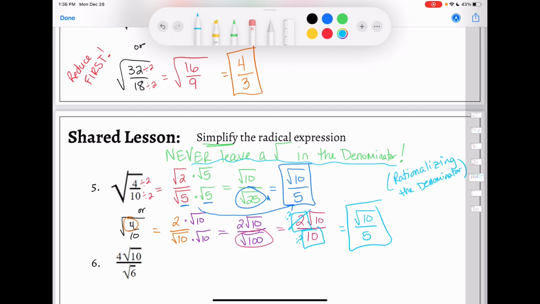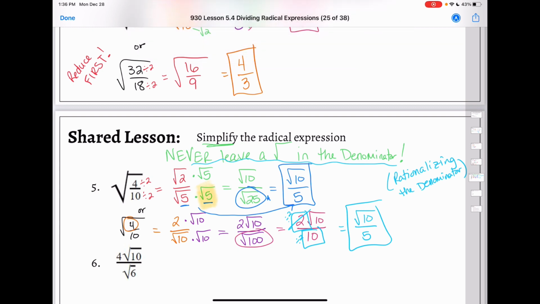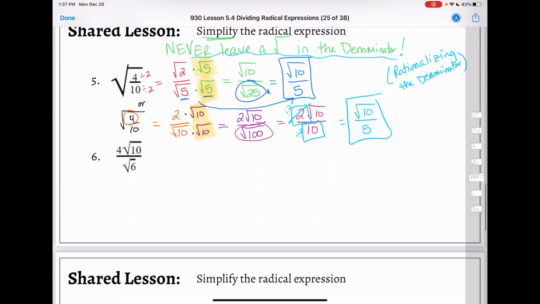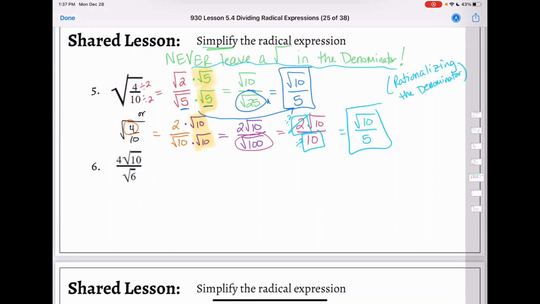rationalizing the denominator. All right, big idea though is that when you want to clear a radical off the bottom of a fraction, we multiply both the bottom and the top of that fraction by the radical in the denominator. That's the big idea here. All right, now number 6 says 4 radical 10 over radical 6.